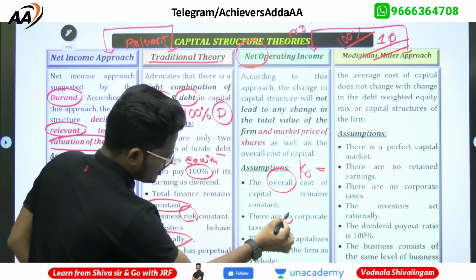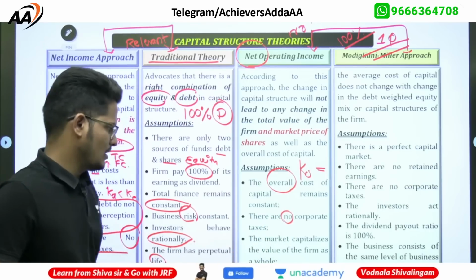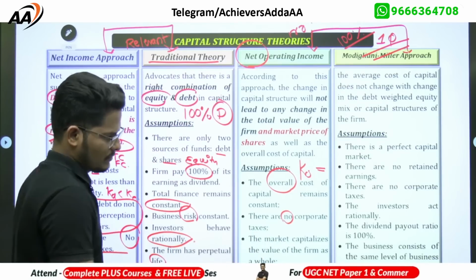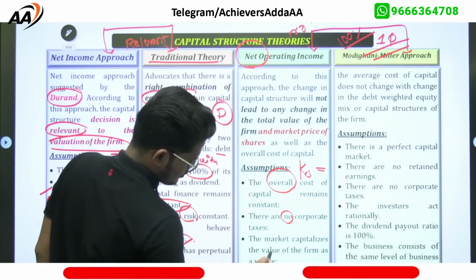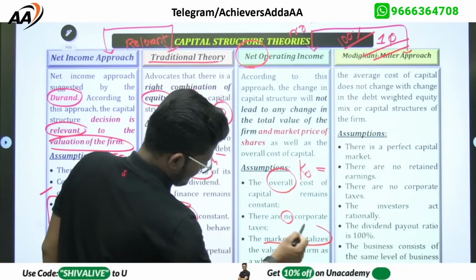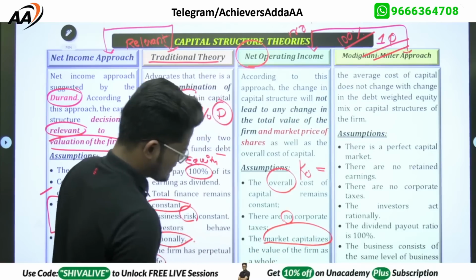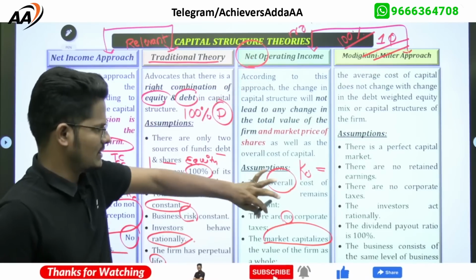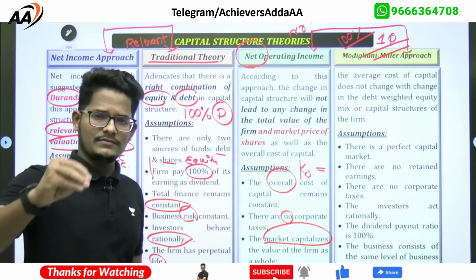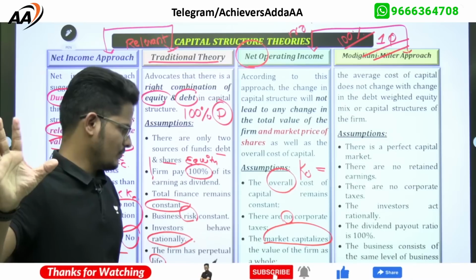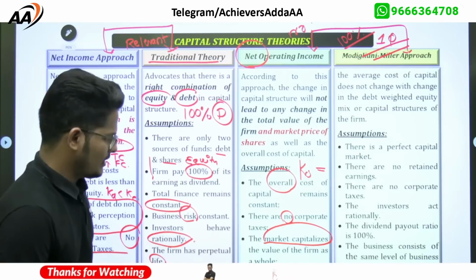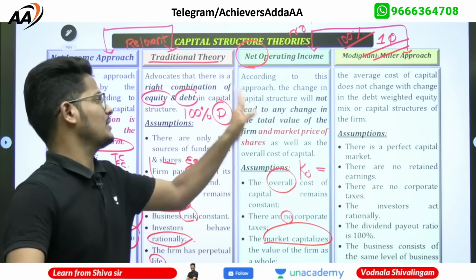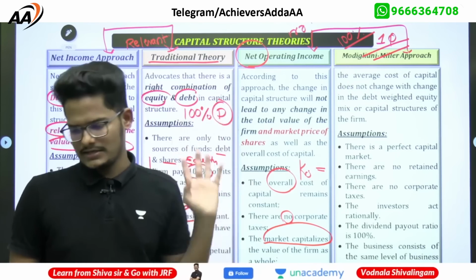There are no corporate taxes, an obvious assumption. And the market capitalization is the value of the firm as a whole. Because market capitalization, the value of the firm as a whole, means that due to a change in the capital structure, the market price of the company is not going to change, and even if any change happens in the market value, it will not be due to this. Maybe other factors are involved over here.